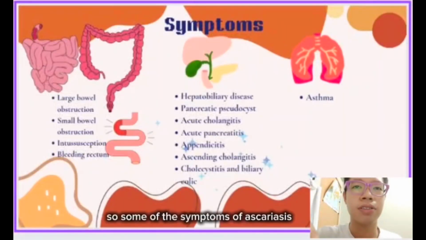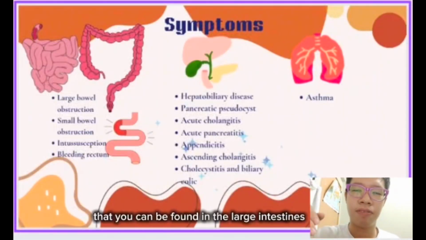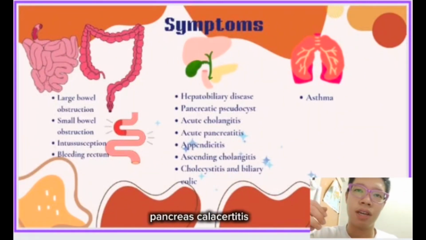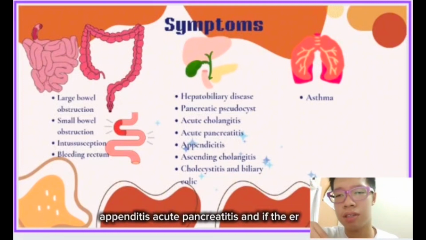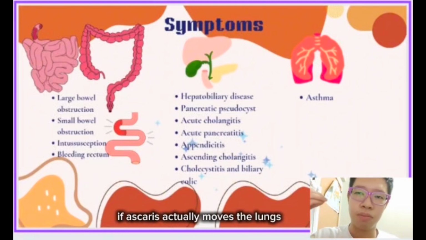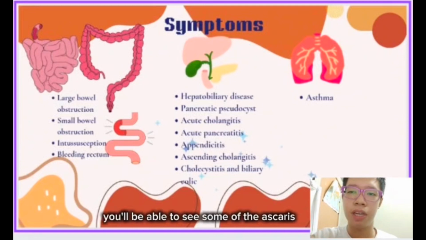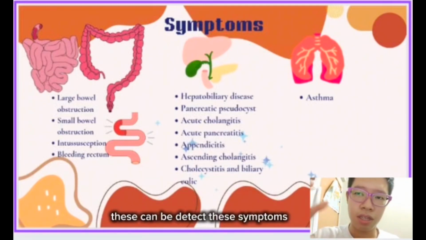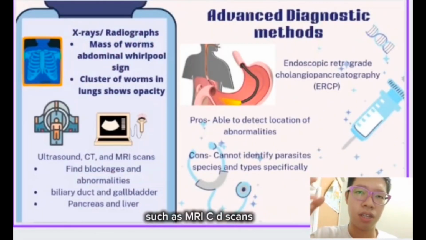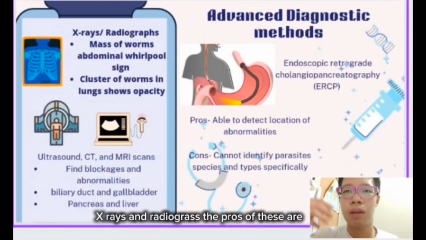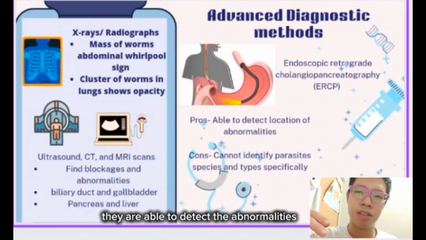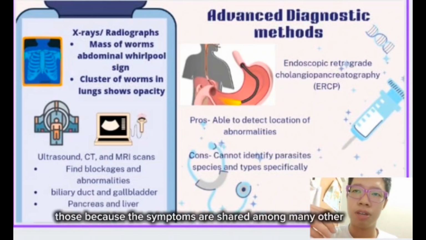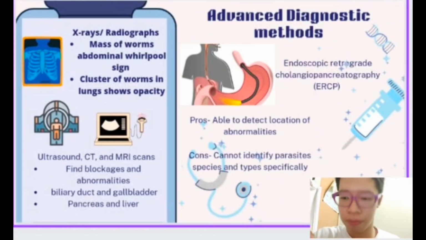Some of the symptoms of Ascariasis that can be found in the large intestine and small intestine are intestinal obstruction, and in the liver, gallbladder and pancreas, cholecystitis, appendicitis, and acute pancreatitis. If Ascaris moves to the lungs, it can cause asthma, and when you cough, you'll be able to see some of the Ascaris inside the sputum. These symptoms can also be detected by advanced diagnostic methods such as MRI, CT scans, X-rays, and radiographs. The pros are that they are able to detect abnormalities, but they can't detect what specific kind of helminths, nematodes or cestodes, because the symptoms are shared among many other parasites.